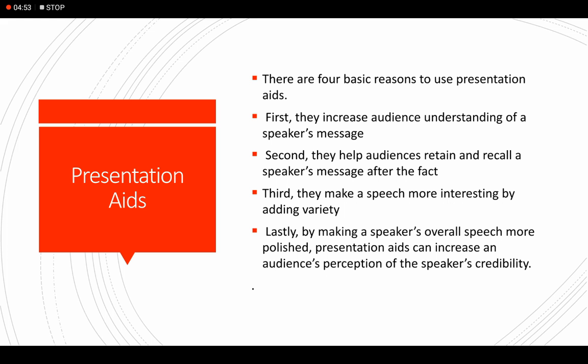Lastly, by making a speaker's overall speech more polished, presentation aids can increase an audience's perception of the speaker's credibility. So these are the 4 reasons why we use aids in our oral presentation.